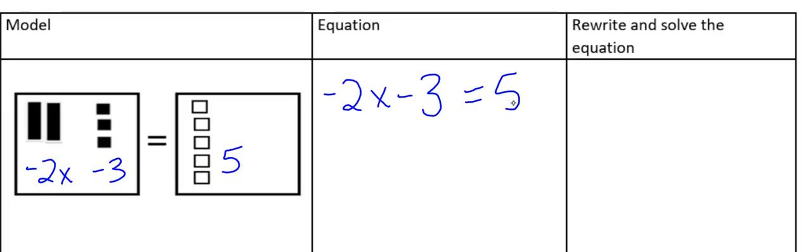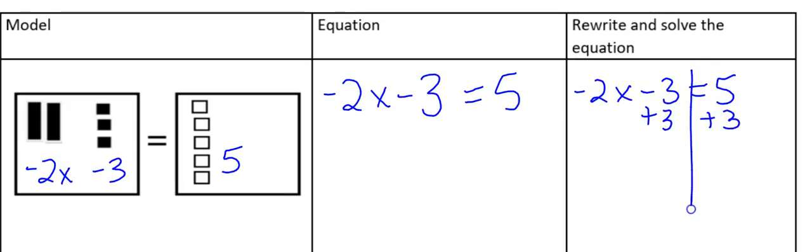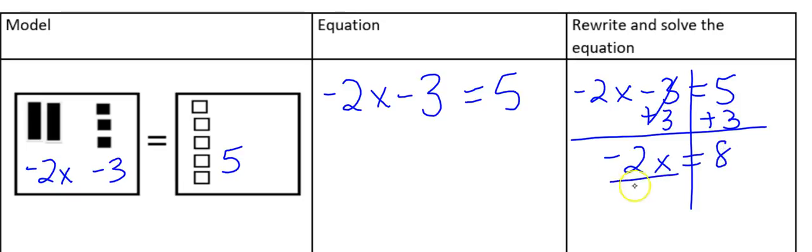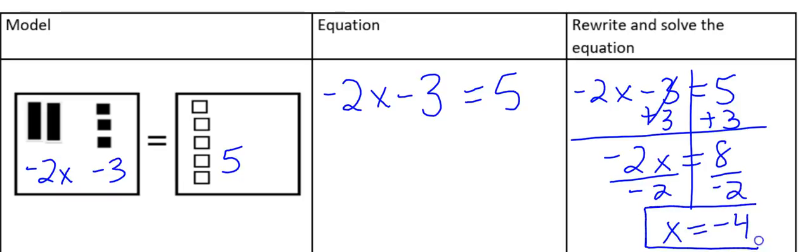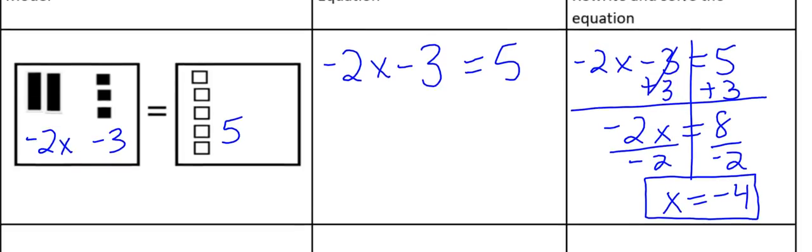And over here I'm going to rewrite and solve my equation. -2x minus 3 equals 5. I'm going to add 3 to both sides, undo that subtraction or get rid of the negative. This cancels out. I get -2x equals 8. Divide both sides by -2, and x is equal to -4. So again, you look at the model, you write the equation, then you solve it. Let's look at the next one.